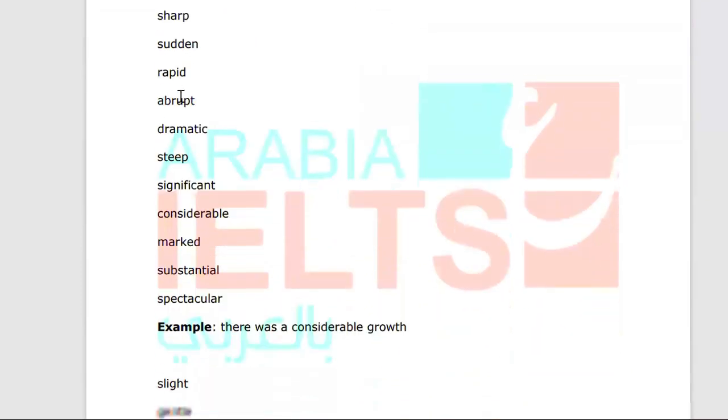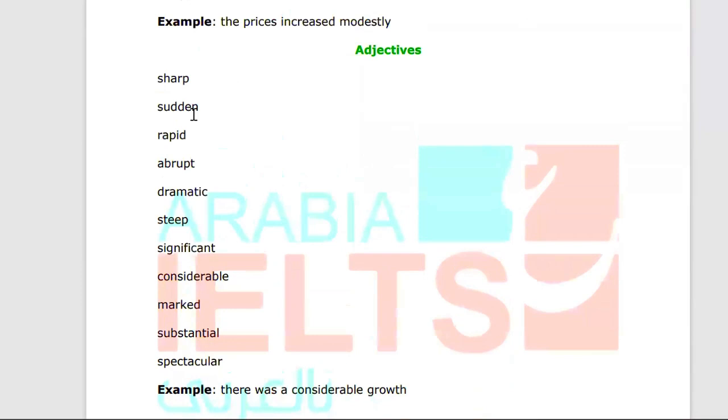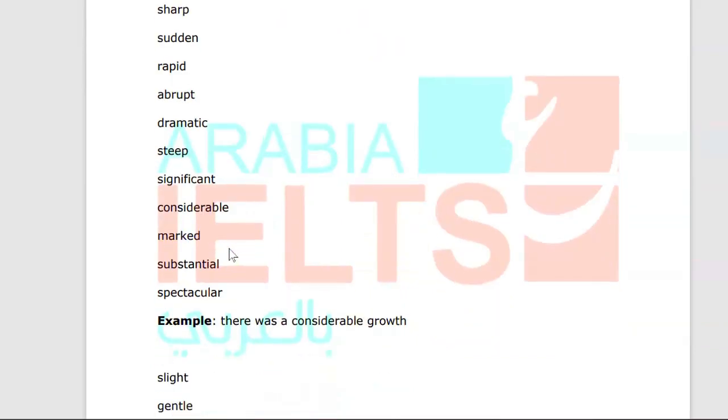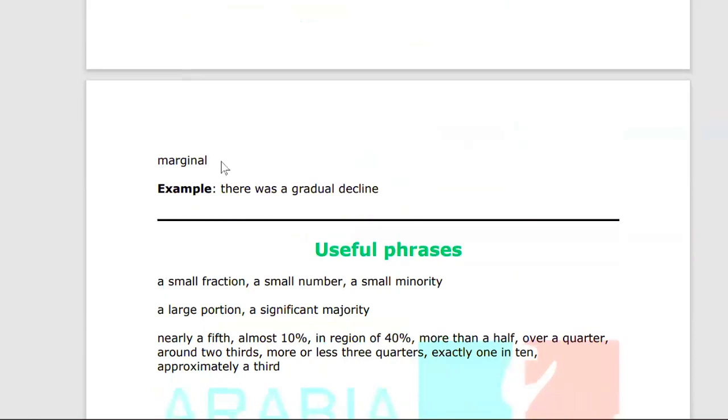Also, when we're talking about adjectives, we have sharp, sudden, rapid. Again, we are talking about the same words, but this time they are adjectives. So they describe nouns. Rapid, then there's a noun after that. Abrupt, noun. Dramatic, noun. Steep, significant, considerable, and all of these again and again. So this is in case there's a noun and you want to describe the noun. So slight, gentle, gradual, steady, consistent, modest, and marginal.